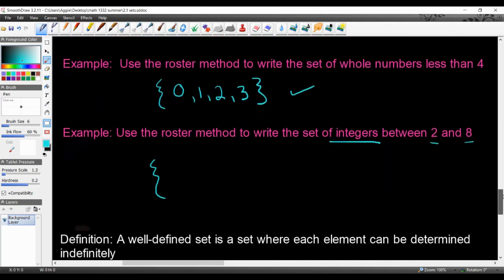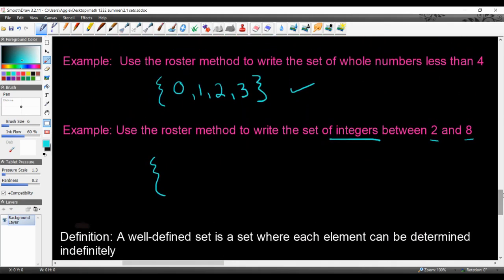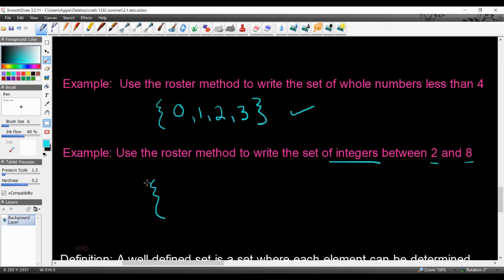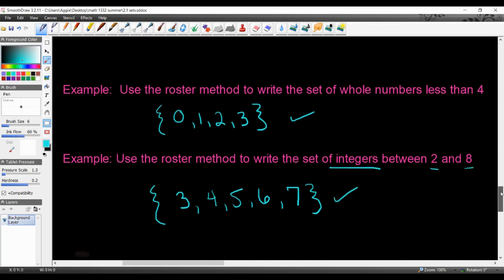So they want us to include the integers between 2 and 8. So it says between, which means I'm not going to actually include 2 and 8. So I'm going to start with 3. So 3, 4, 5, 6, and 7, and that's it. Because if I put 2 here, that's not between these two. It's included, and we don't want to include it. It just says between them. So that's it. We included all the numbers between those two numbers.